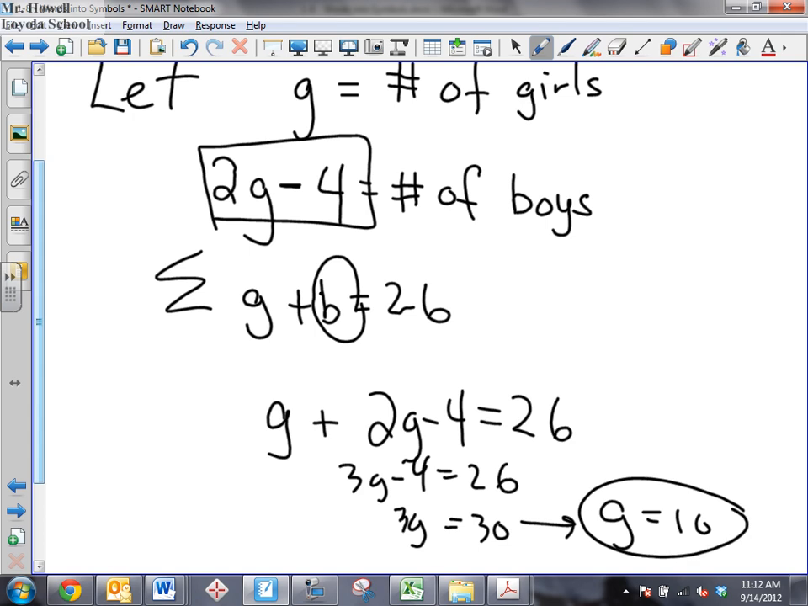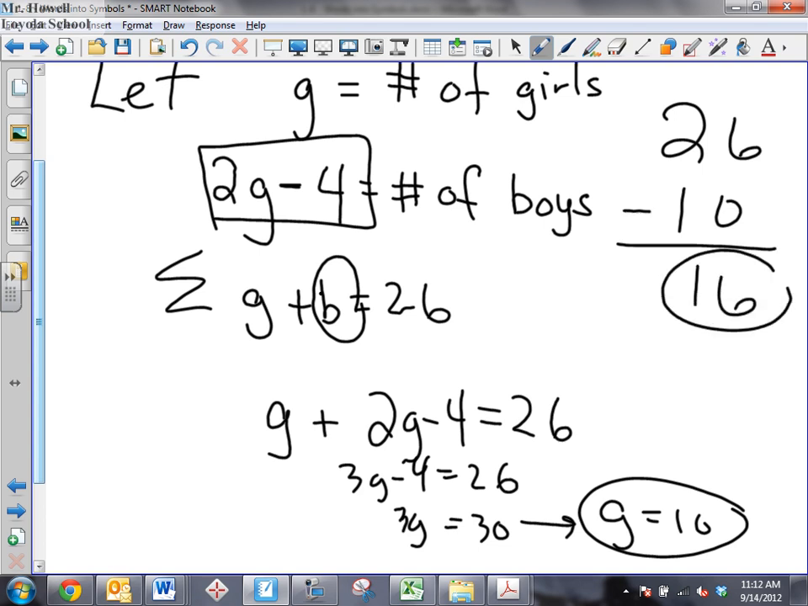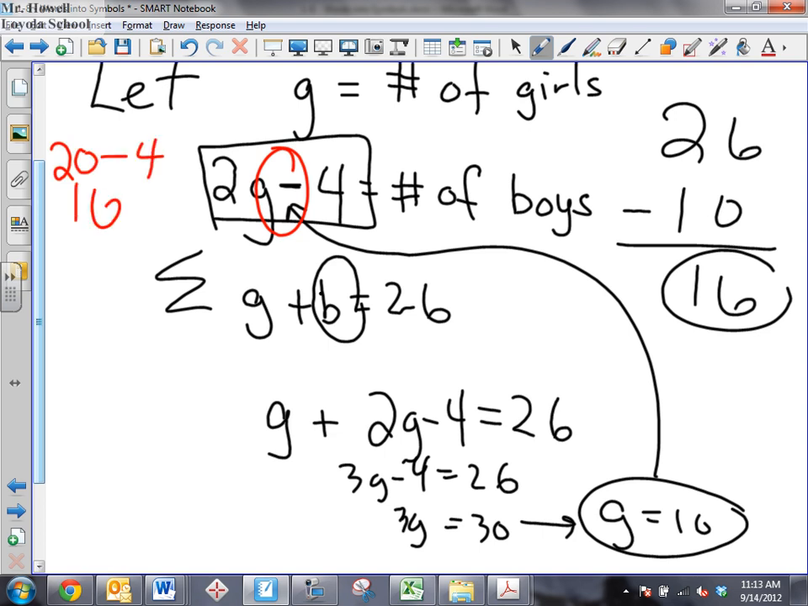Don't forget, though, this problem said how many of each gender. So we can do one of 2 things. We can use logic and say, well, there's a total of 26. There's 10 girls. Therefore, there's 16 boys. Or we can take this 10 and plug it back in up here. Take the 10, plug it in for your value of G. 2 times 10 is 20, minus 4 still gives us 16. So either way, the number of girls is 10, the number of boys is 16.